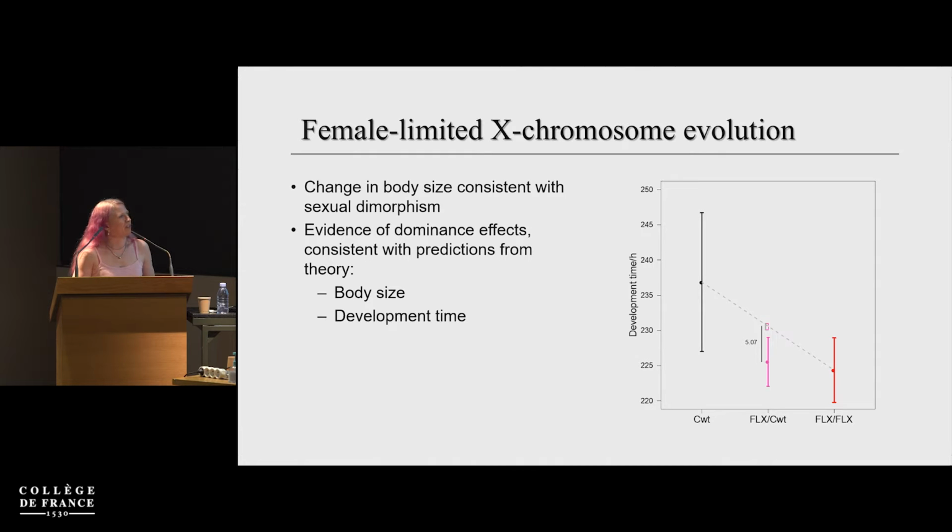We also found the same for development time: the female-limited X chromosome populations decrease their development time, and this seems to be a more or less dominant effect because there's no difference between the heterozygous and the homozygous females for the evolved X.